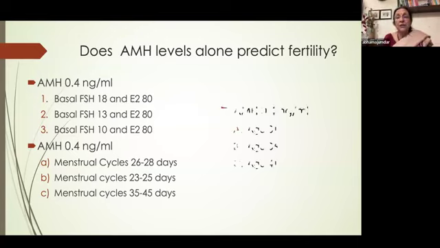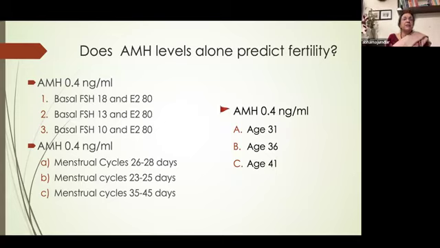Then I go to the third question. AMH again 0.4 nanogram per ml and she's 31 years, she's 36 years and she's 41 years. Who will have the best prognosis in terms of controlled ovarian stimulation, or whatever you want to say, A, B, C, the capital A, B, C. So you're going to put your answers in the chat box.